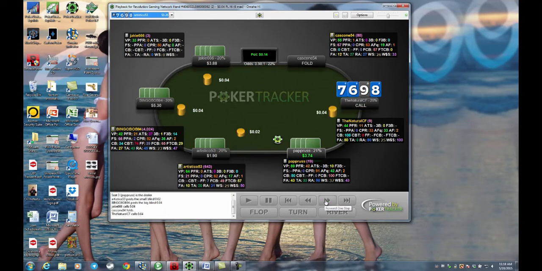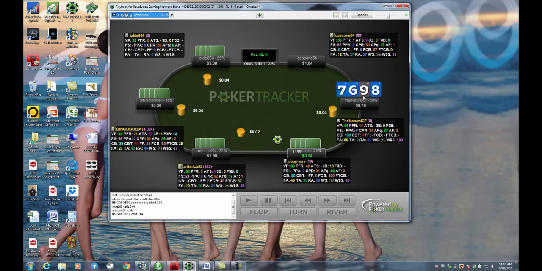I limp behind with this hand, 6, 7, 8, 9. I am triple suited, as I call it, but it's a very nice rundown, a good connected hand. It's certainly worth seeing a flop, especially in late position. I'm in the cutoff, and if I miss the flop, then I just move on.